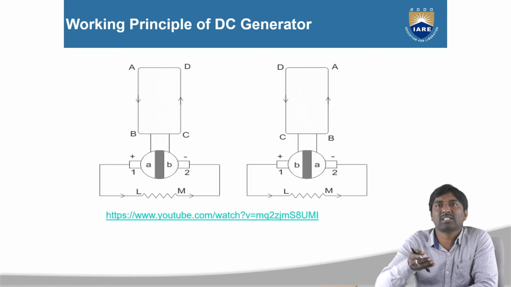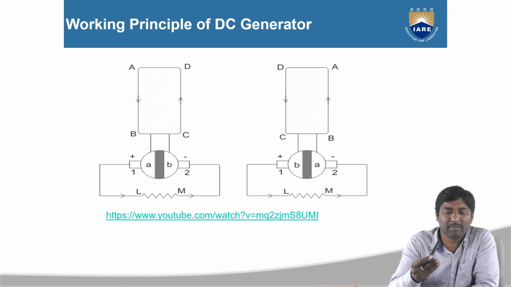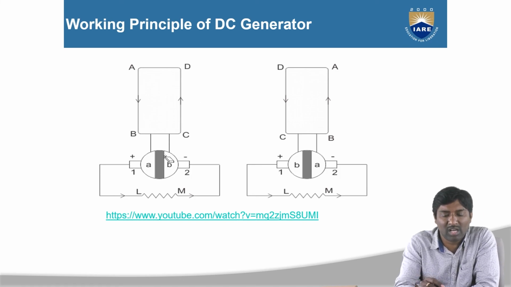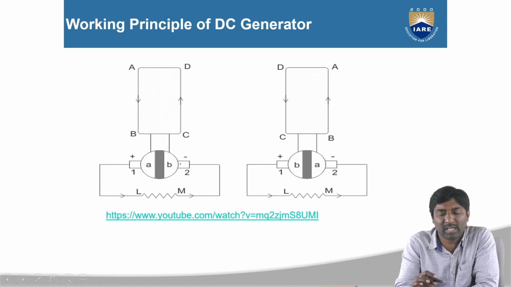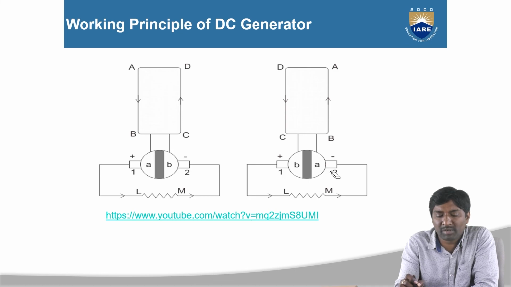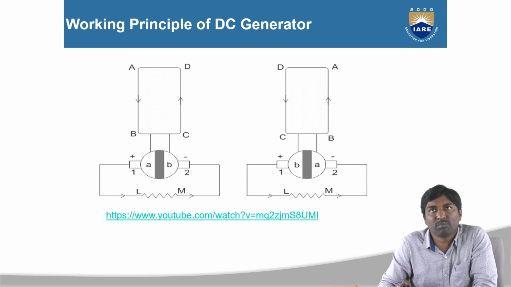Another example I am giving here, you can observe this also. I am taking a single loop generator, where ABCD is connected to one conductor and segment here, and 1 and 2 brushes I am taking here. Segment AB is rotating from one side to the other side. So this is also one example of the working principle of the DC generator.